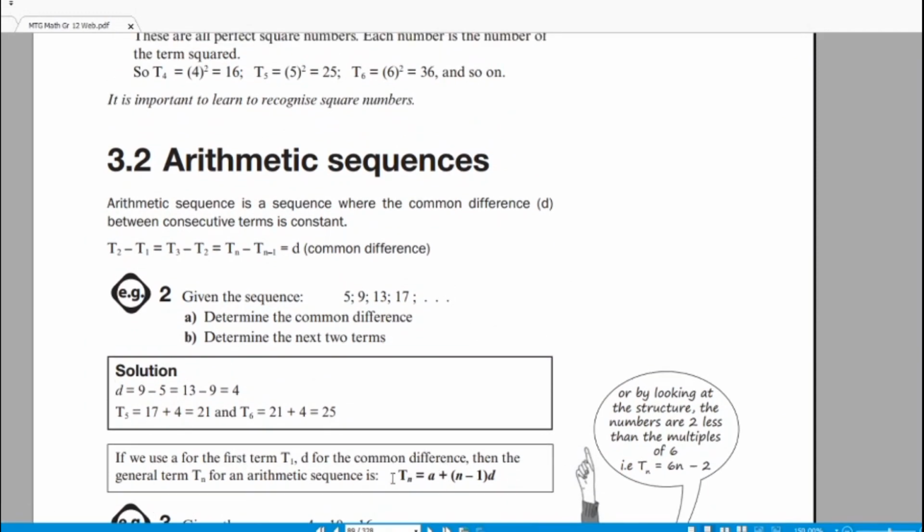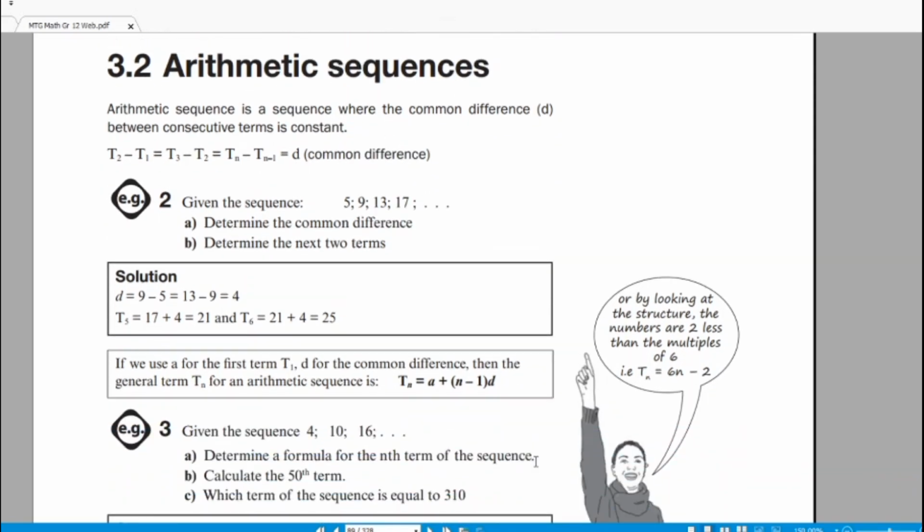So now they introduce a formula for Tn. Tn is A plus n minus 1 d, where A is the first term and d is the common difference. If we use A for the first term, T1, and d for the common difference, then the general term for an arithmetic sequence is Tn equals the first term plus n minus 1 times the common difference, right? So let us look at an example.